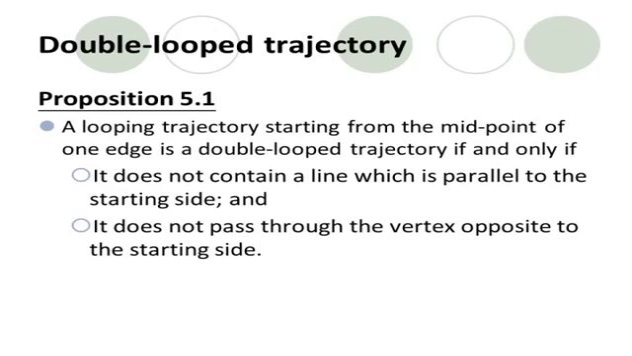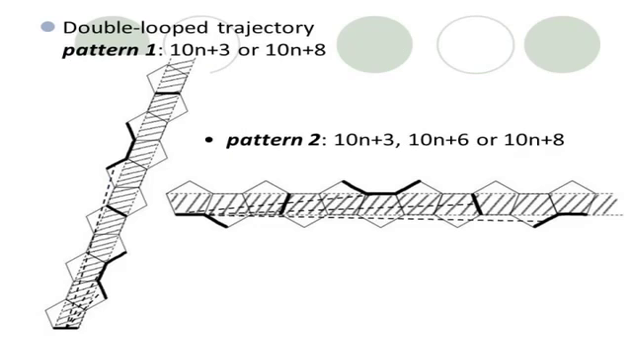Then we go into the study of double loop trajectories. A double loop trajectory must satisfy the condition opposite to that of a single loop trajectory. Similar to the method of plane development, we introduce pattern 1 and pattern 2. And we can find the corresponding double loop trajectories in these patterns.